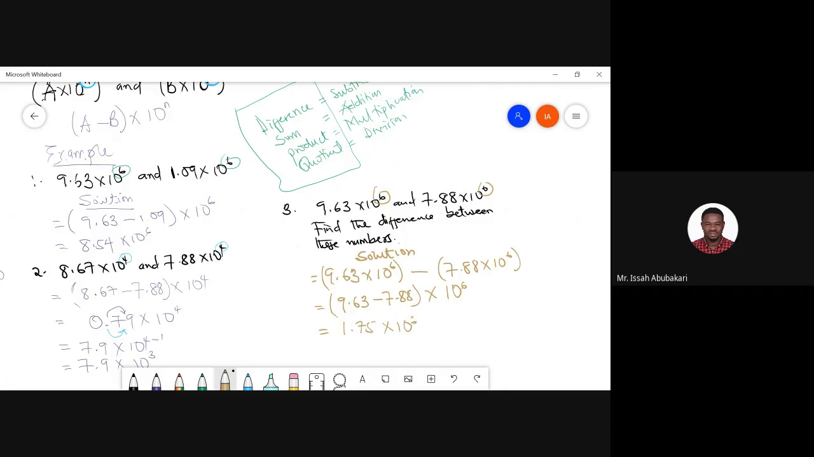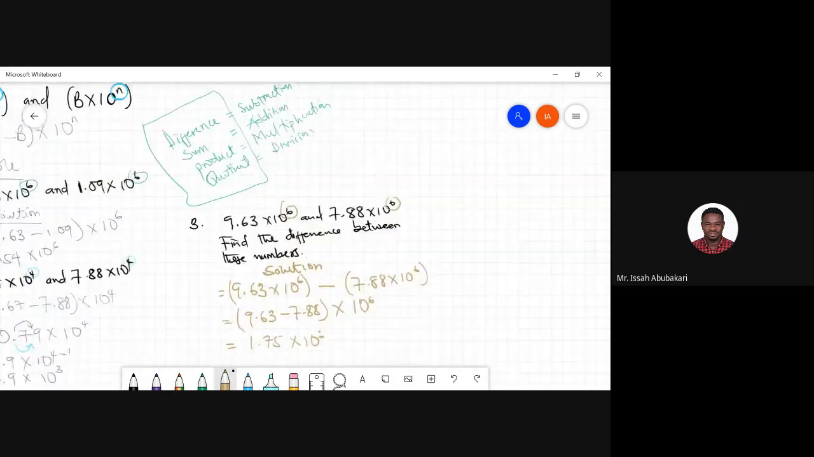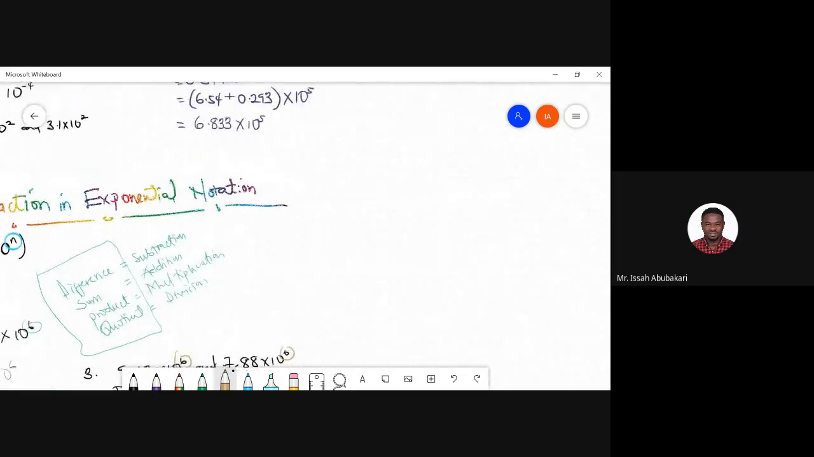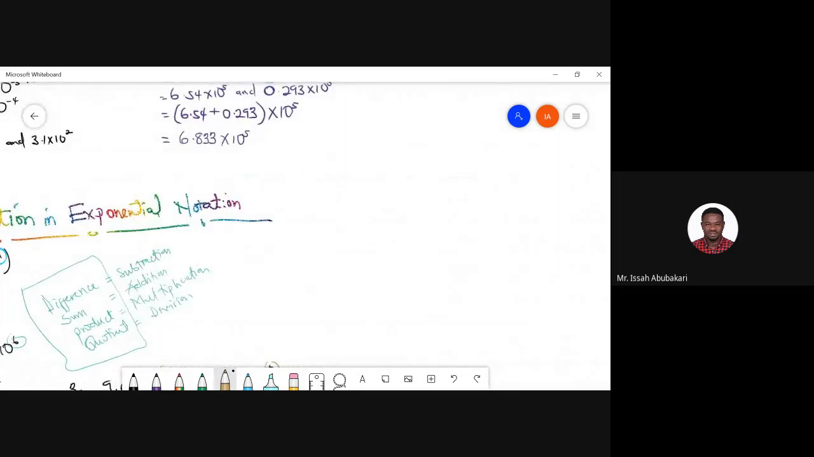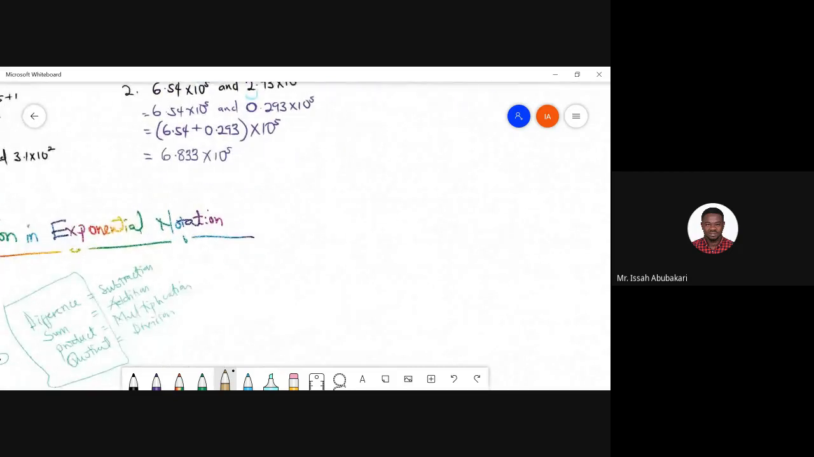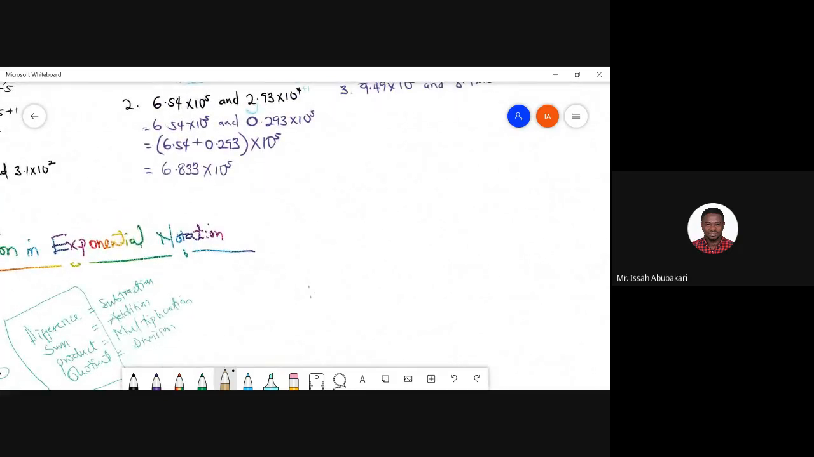All right, now let's look at a situation whereby we have different powers. So if you have different powers, how do we solve this? First of all, let's write this question as number 1, when you have different powers. Okay, let's continue from there. So question 4. If I have 7.16 times 10 power 5 and I have 8.7 times 10 power 4, and you are asked to find the difference between these two numbers.